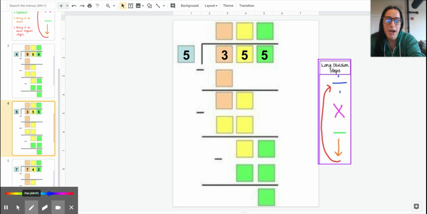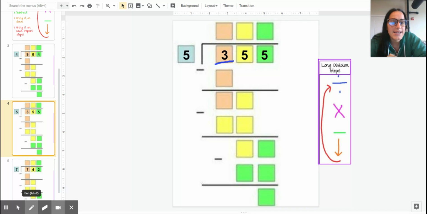So I'm going to start by working with this 3. So I'm going to ask myself, how many times can 5 go into 3 without going over? I know 3 is less than 5, so 5 goes into 3 0 times. So I'm going to put my 0 up top as a placeholder. I'm going to check off that we've divided.